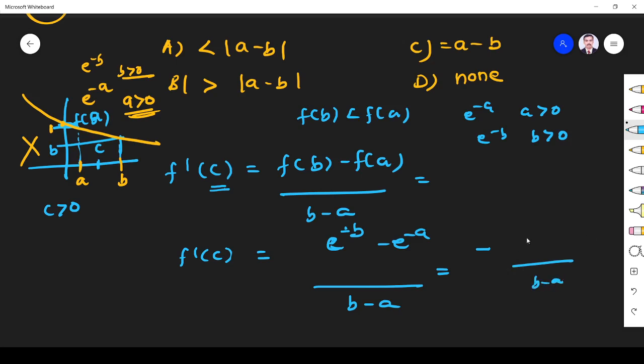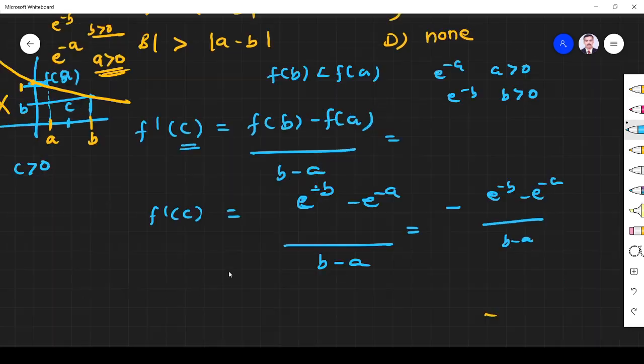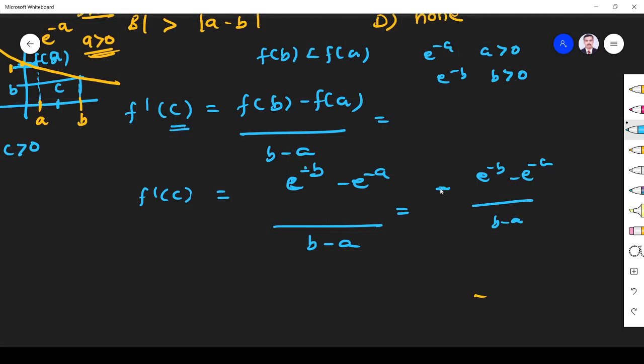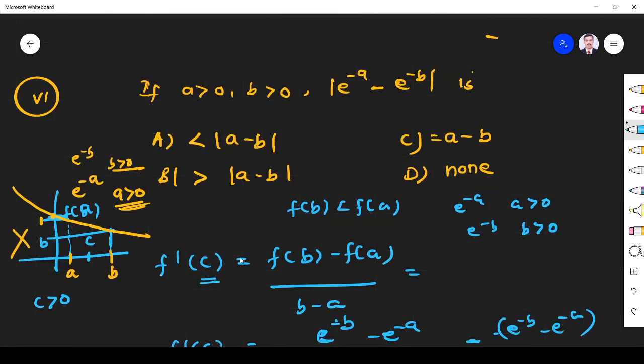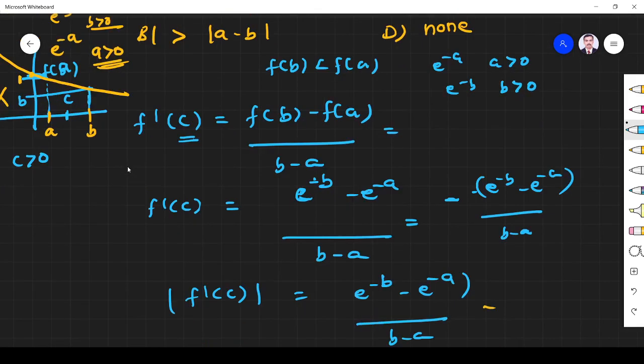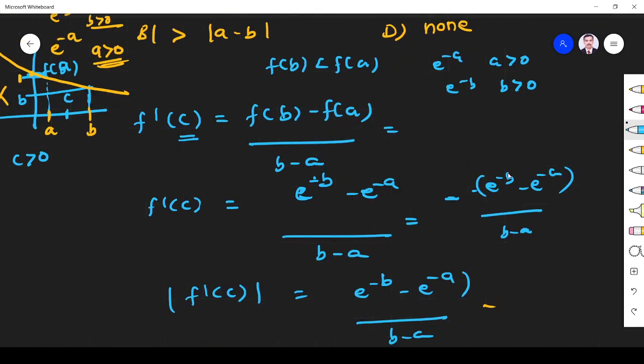Right? So e power minus b, e power minus a. So now we are taking the modulus. If you put the modulus also, what will happen? F dash of c is this negative will go, e power minus b, e power minus a divided by b minus a. Right? So here you see this minus, I take outside and make it positive, so it is e power minus a, e power minus b.